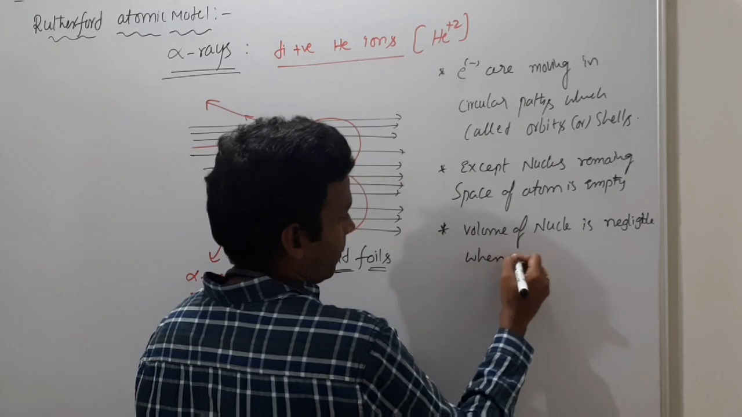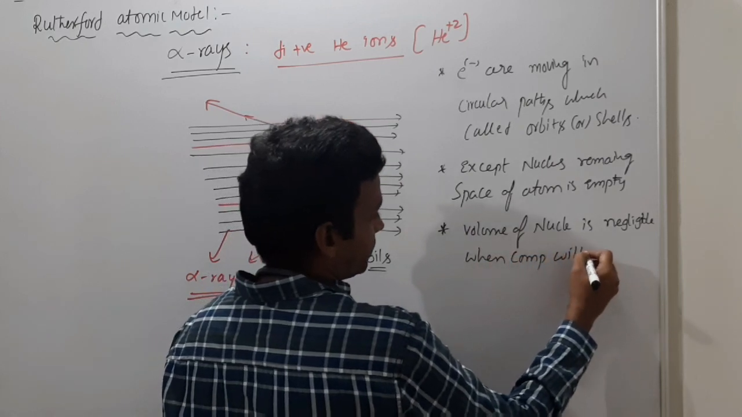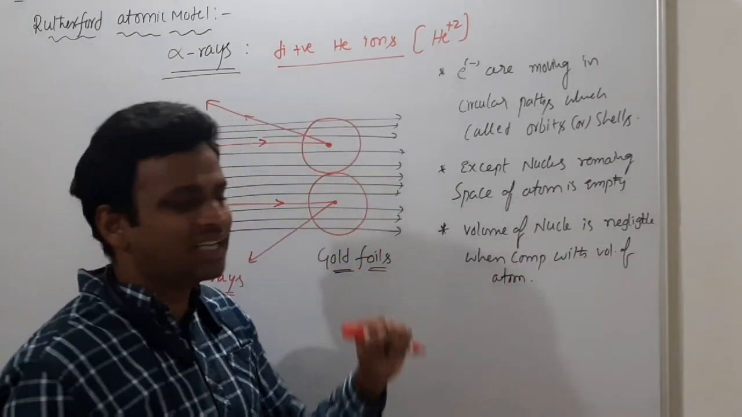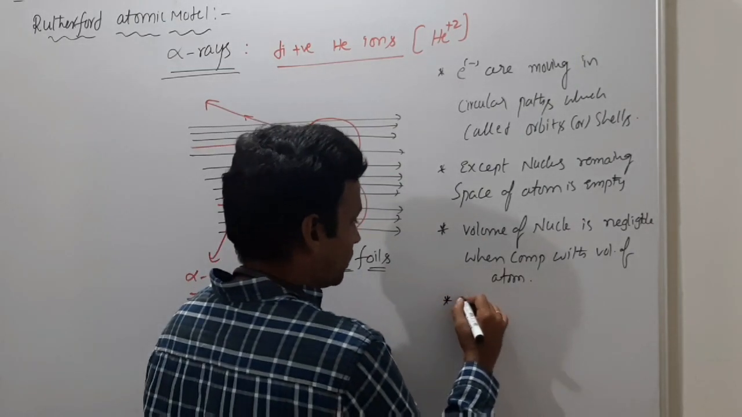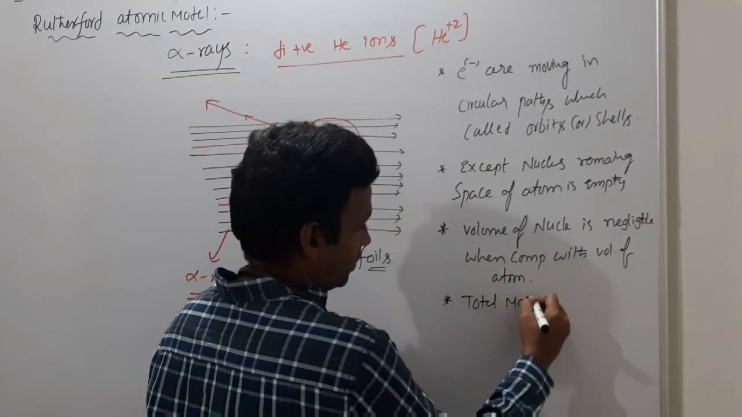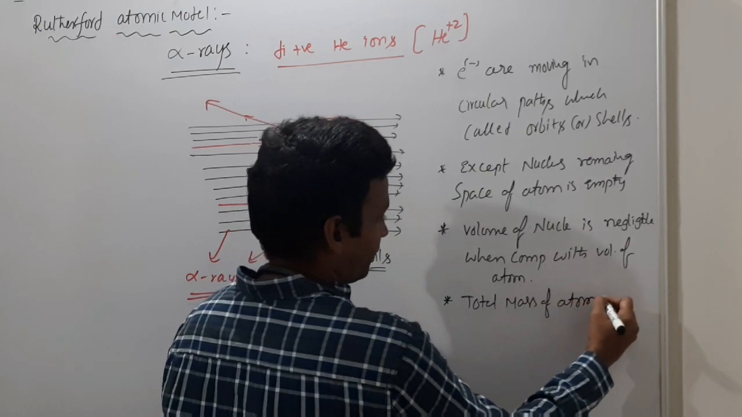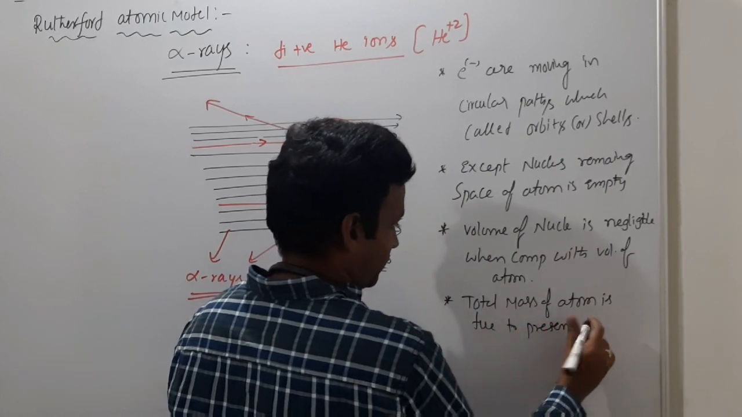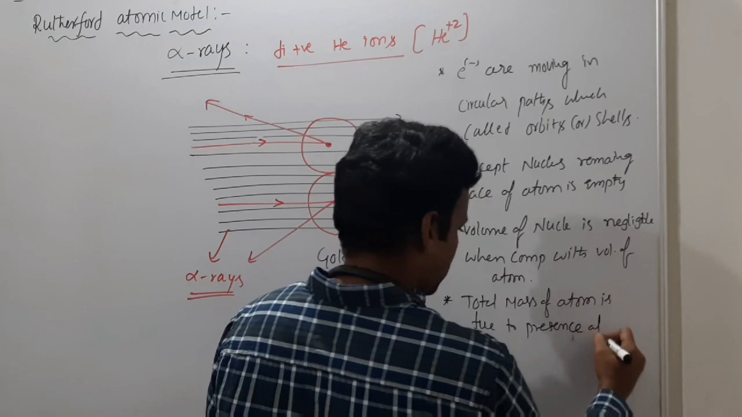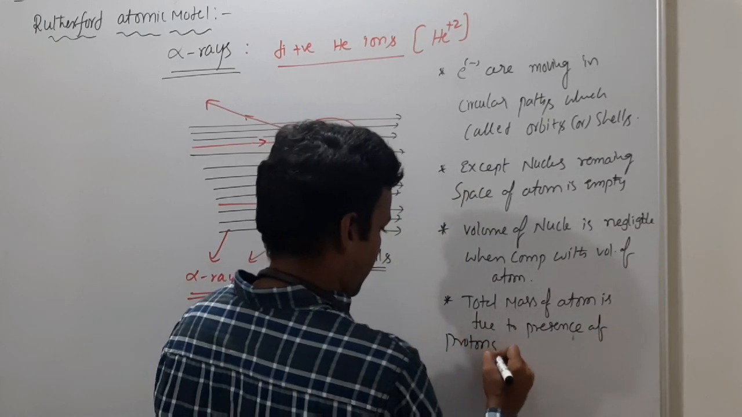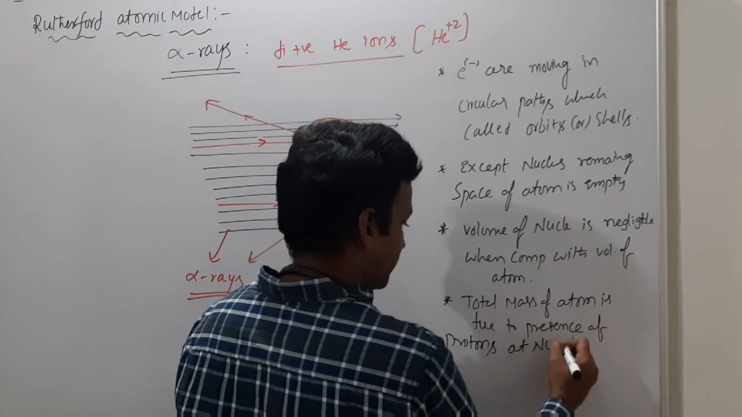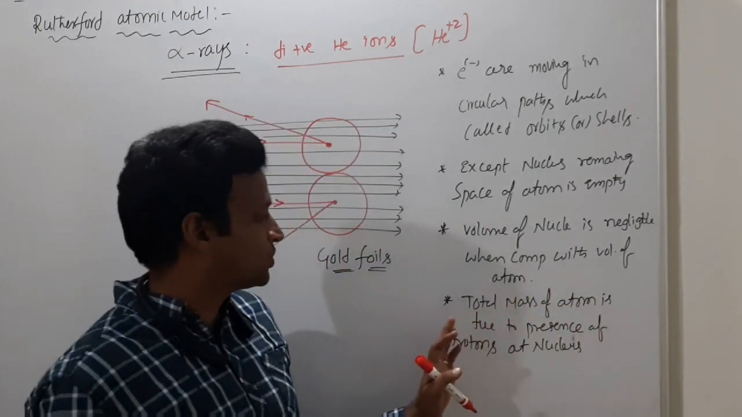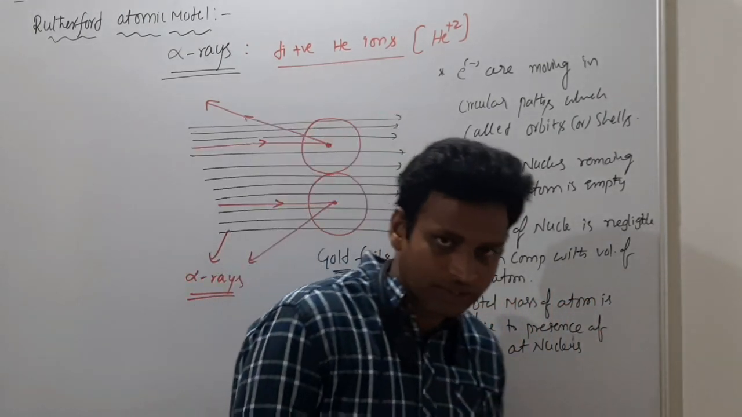the nucleus is negligible when compared with the volume of the atom. It's very small. And one more thing, the total mass of the atom is due to the presence of protons in the nucleus, he said.